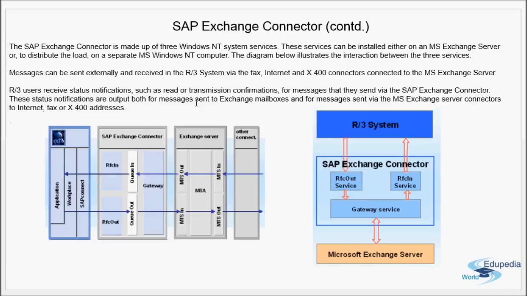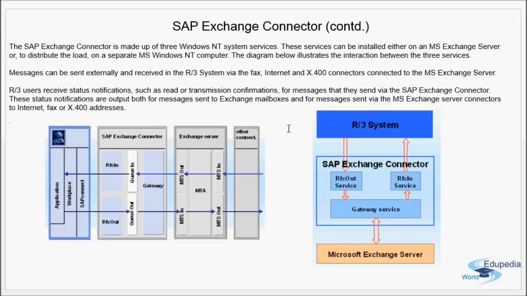Messages can be sent externally and received in the R3 system via the fax, internet and X.400 connectors connected to the Microsoft Exchange server. So using other connectors, such as an internet connector or a fax connector, you can also exchange information with the internet, fax, etc.